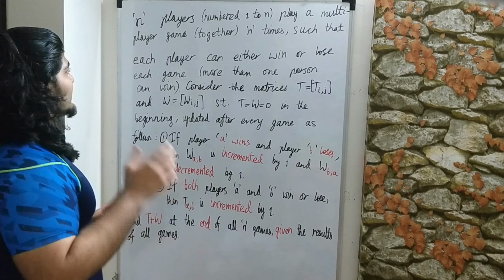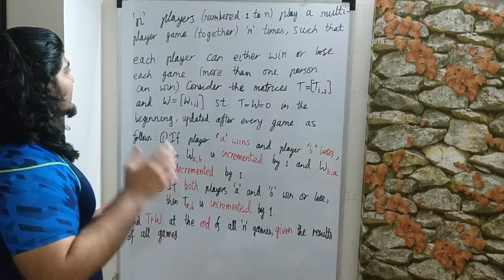So there are n players numbered 1 to n who play a multiplayer game together. So all play at once and they play that game n times. So all n of them sit together, they play it once, then they play it again, third time, and so on till n times. And each player can either win or lose each game, and more than one winner is allowed. So all of them can win, all of them can lose, half of them can win. It can happen anyhow.